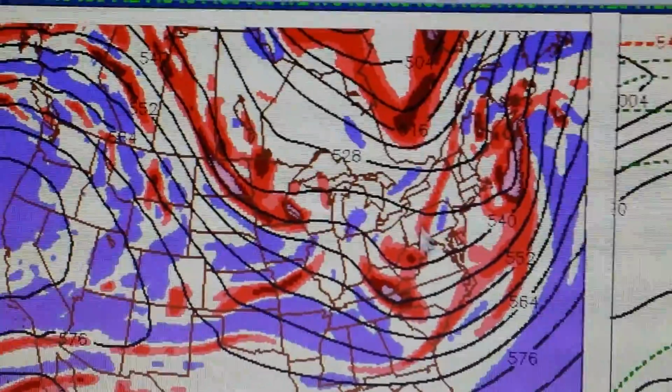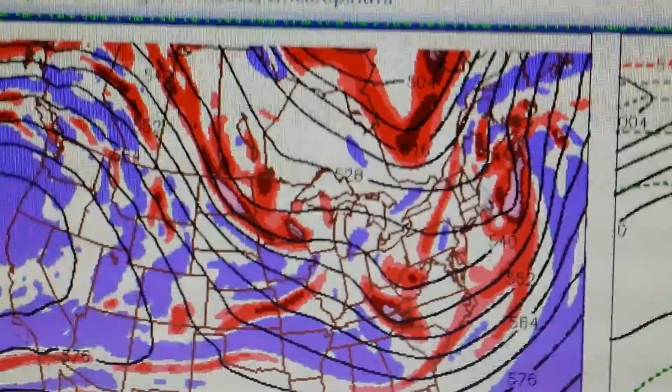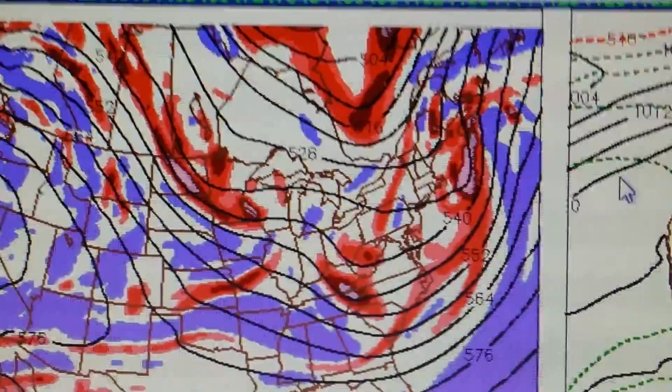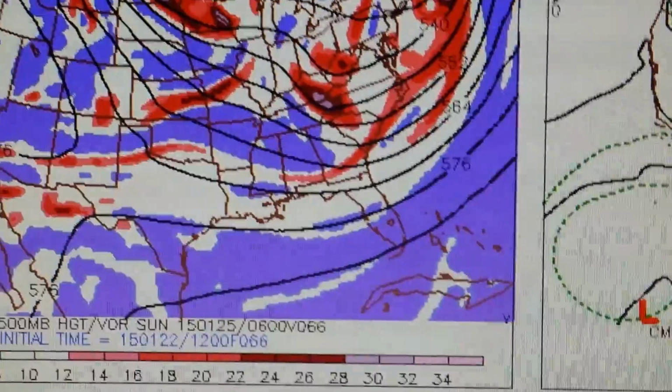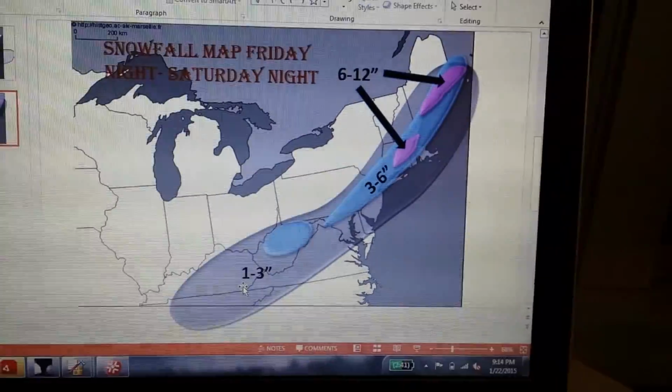The key was this trough and this piece of energy pushing a little bit far enough east so that warm air is not an issue for the New England coast. So that was the idea. And I will go straight to the snowfall map. This video might actually be pretty quick. I'm so happy.